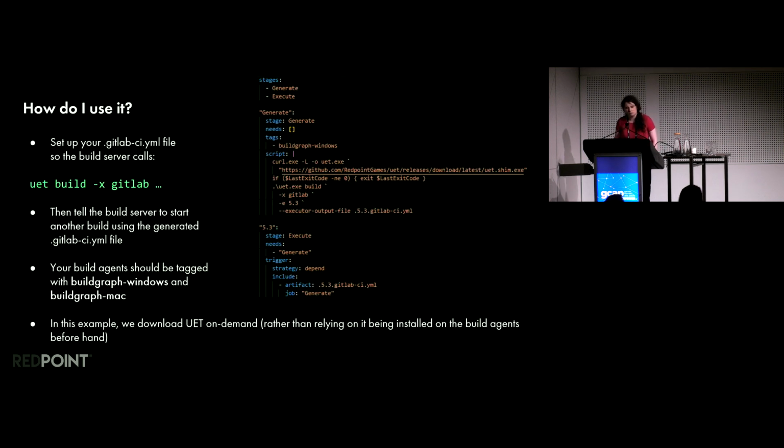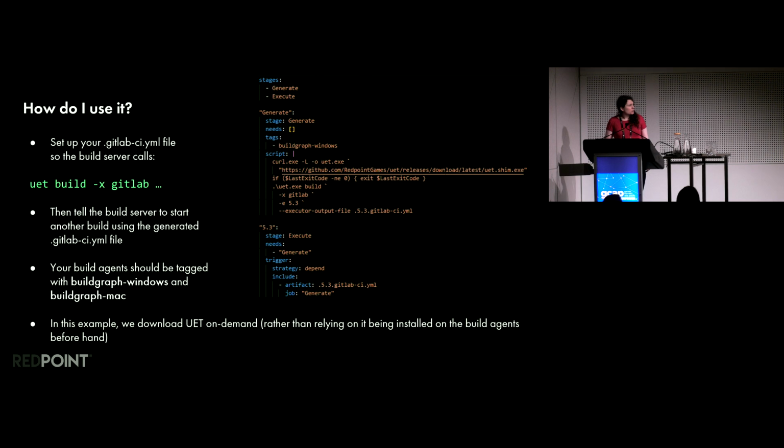How would you use UET with GitLab? On the top right here, is my pointer going to work? It is. Cool. On the top right, this is just an example of a GitLab build file, and basically it's got the 2 stages: generate and then execute. What it's doing is it's going to download UET, and then it's just going to run UET in that special executor mode that I was mentioning, and then we set the execution output file. And then the execution stage just takes in that file as an artifact, and GitLab goes and runs all of the build jobs that UET wants it to run.